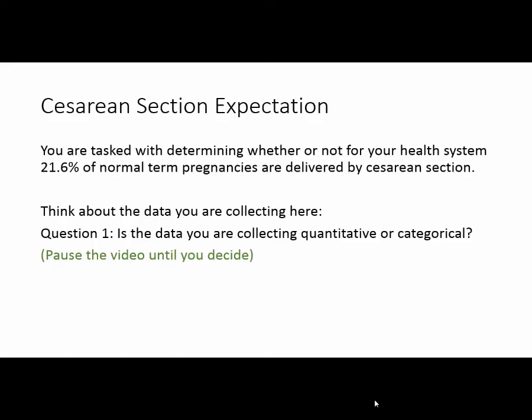Well, let's try to figure out which test to use. So first question, you're going to think about the data that you're collecting. Is the data that you are collecting quantitative or categorical? Now is the time for you to pause and decide, and then start again.